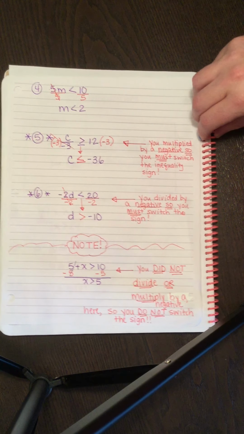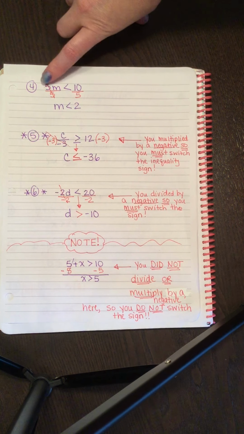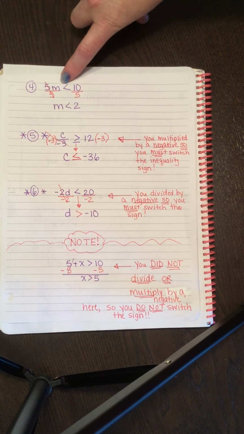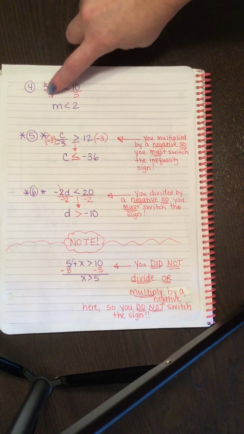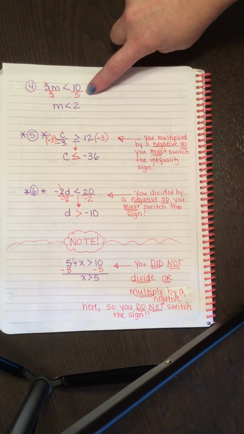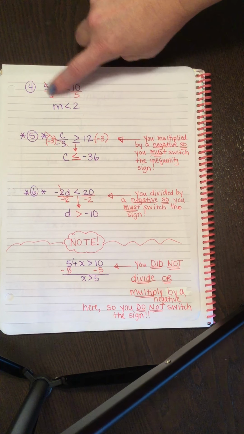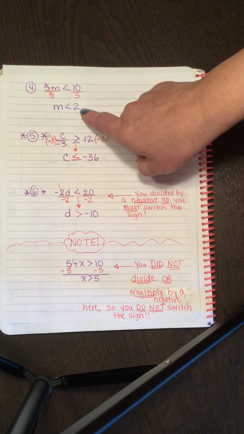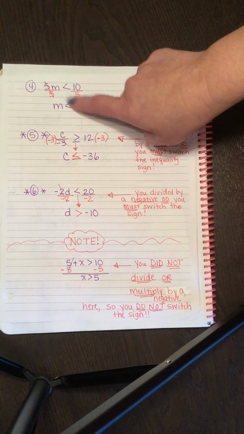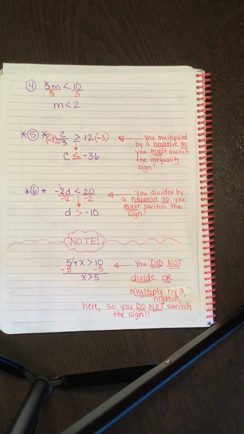Okay, so we have 5 times m is less than 10. If this is multiplication, we solve by dividing. So I'm going to divide both sides by 5. These will cancel out, and I'll be left with m is less than 2. Notice I didn't switch my sign because although I divided, I did not divide by a negative number.